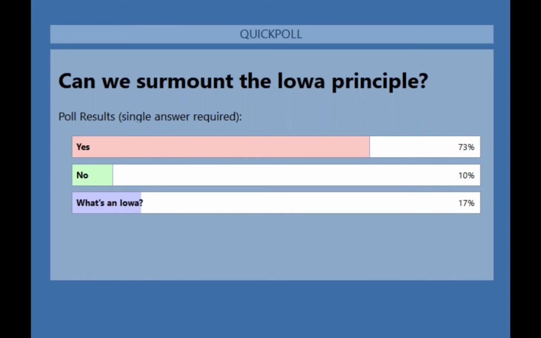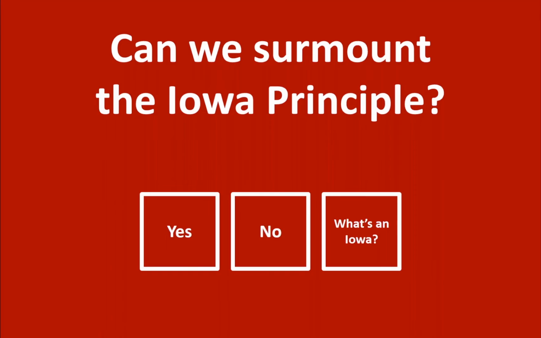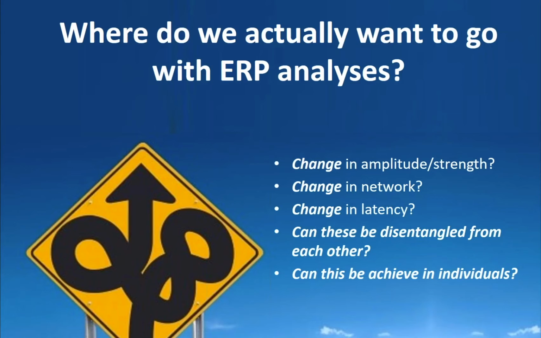All right. So how do we get around the Iowa principle? For that, I think it's also useful to go back and think about what we really want to know from analyses of EEG, or in this case, event-related potentials. Well, we want to know, do we have a change in amplitude? Do we have a change in strength of the brain activity or between populations? Do we have a change in the network of brain activity? Do we have a change in the latency of brain activity? Can these be disentangled from one another? And can we achieve this in individual brains?